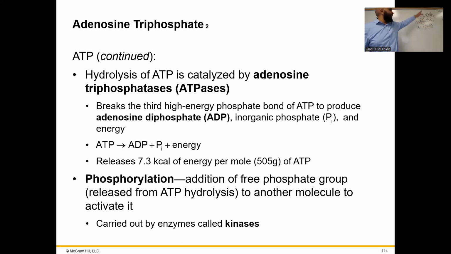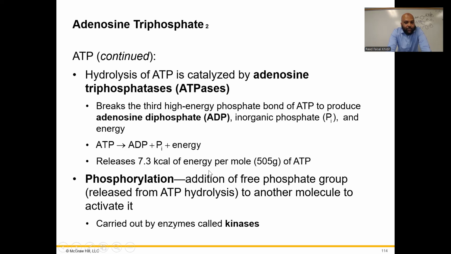The enzyme that breaks these bonds is known as ATPase because it breaks down the ATP. It breaks the third high energy phosphate bond of the ATP to produce adenine diphosphate, inorganic phosphate, and energy. ATP is broken down, as you see, to adenine diphosphate plus the phosphate that I broke. Then I get energy. It releases 7.3 kilocalories of energy per mole.